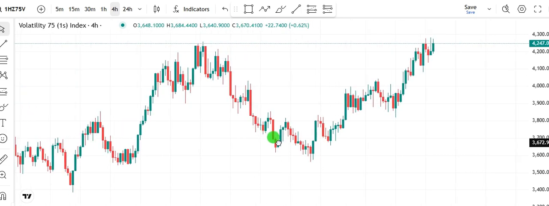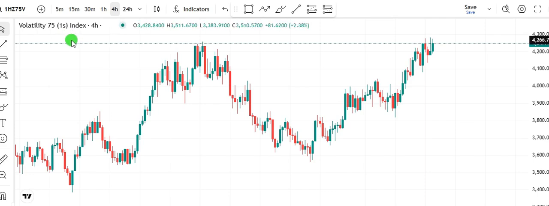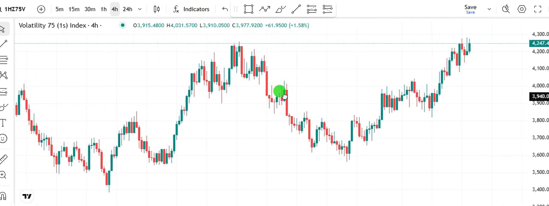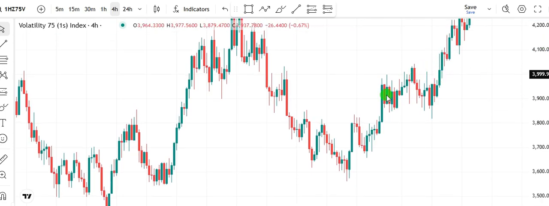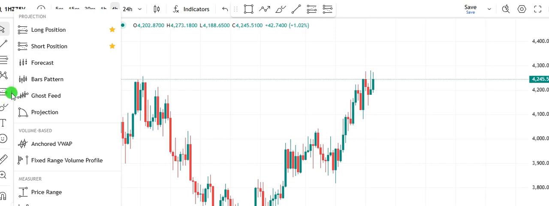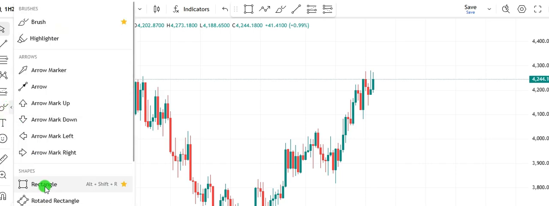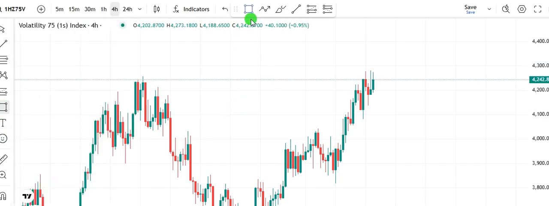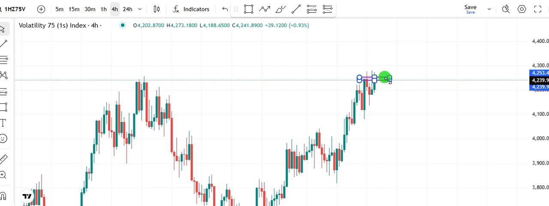Alright, that said, today we'll be checking out our Volatility 75 1 second. Alright, and of course, this is a 24 hours chart. So, what I'll be doing is looking at what the market is doing currently, and of course, as usual, marking out the recent highs and the recent lows. Alright, so let's just mark this right here. Now that is the recent high.